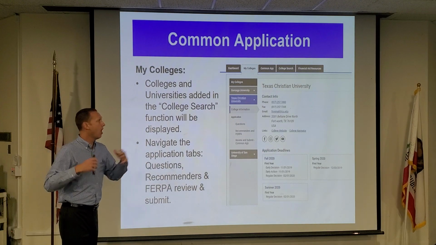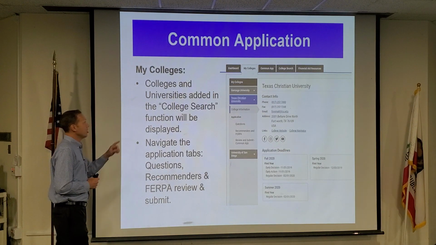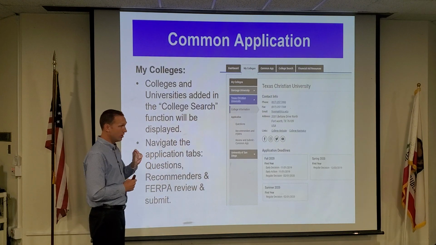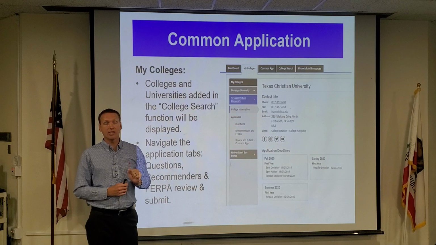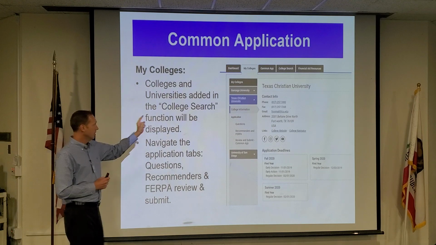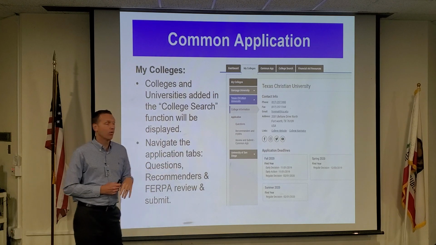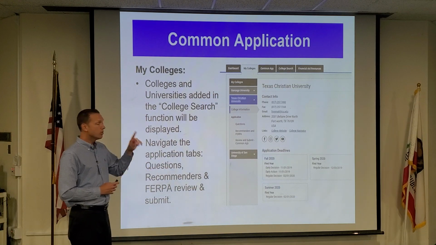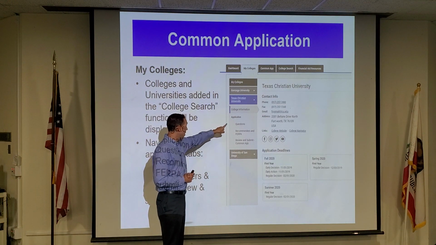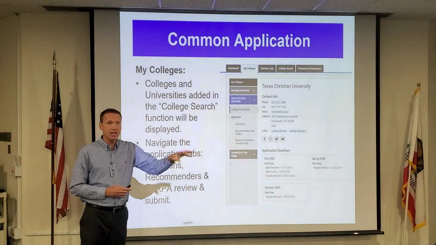Well, now what? Now what, Ms. Curry? Now what, Coach Jamal? Now what, Mr. Sager? Now what do I do? Well, you are then going to click on each individual campus. So for example, my screen is showing I selected TCU. That tab opens up and allows you to see the questions, recommenders, your FERPA, and a final review and submit of the Common App. So again, you'll click on the individual school. This tab will open up and you will be able to click on these additional new links to dig deeper into the application.